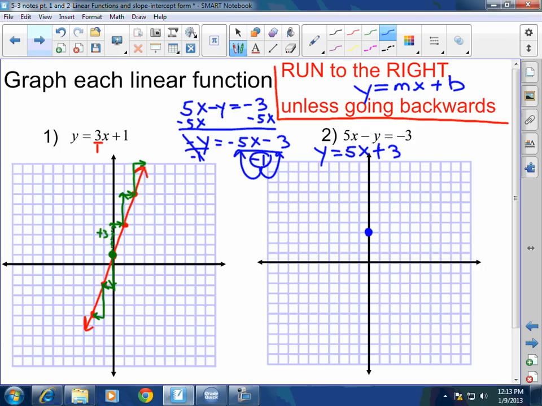No, my y-intercept is 3, right? Okay. What's my slope, sir? Pay attention. What's my slope? 5 over 1, correct? So from my y-intercept, I'm going to go up 1, 2, 3, 4, 5. Run 1 to the right. And then go backwards. Down 1, 2, 3, 4, 5. You're going backwards, 1 to the left.